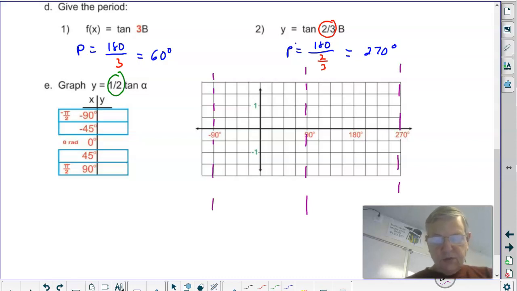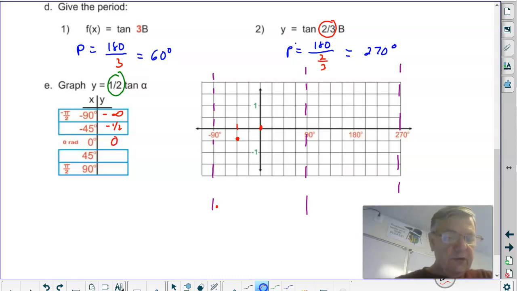Okay, so all I need to do is just do my calculations like before. So I punch in tangent of negative 90, I get infinity. Guess what a half times infinity is? Infinity, and again, this is negative infinity. So we're at negative infinity down here. Okay, at negative 45, where I would have gotten a negative 1, it's going to be negative 1 times that half, or negative 1/2. So now at negative 45, we are at negative 1/2. 0 is still going to be 0.